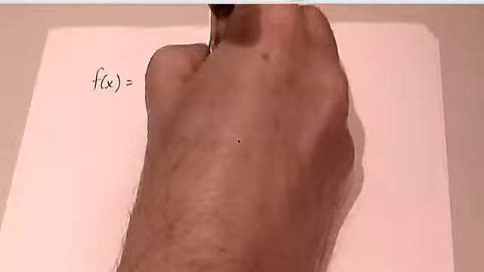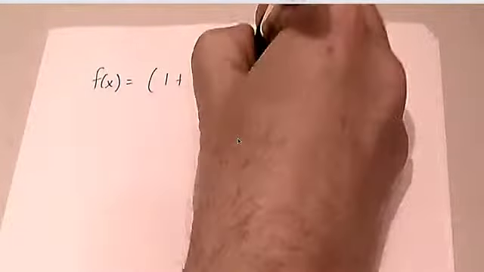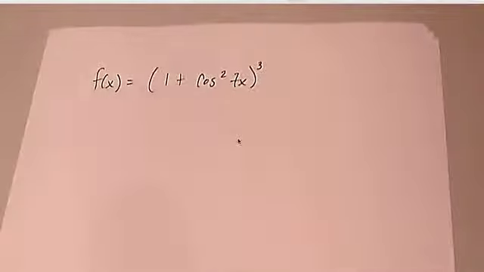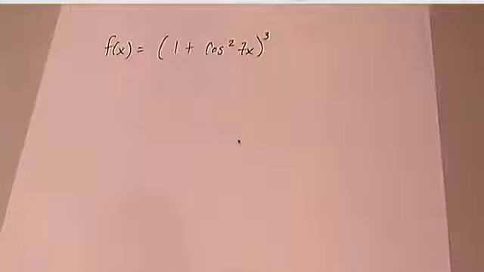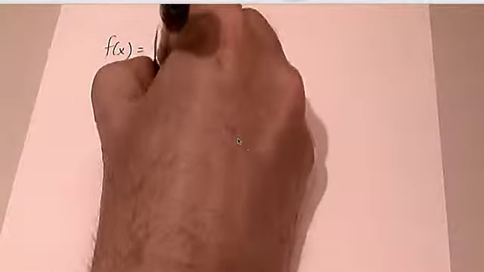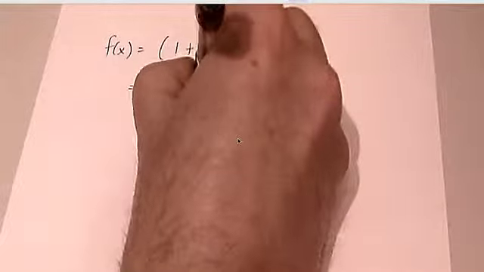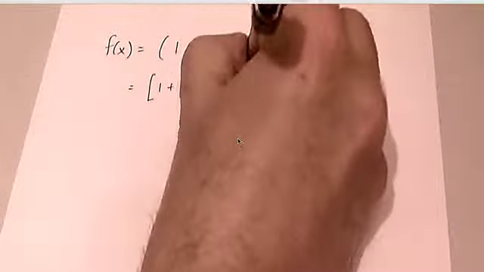Now, let's go ahead and do another one. This one is f of x is equal to 1 plus cosine squared 7x cubed. Okay? Now, we need to ask ourselves, what is the outermost thing that's going on? The outermost thing going on is the cubing.